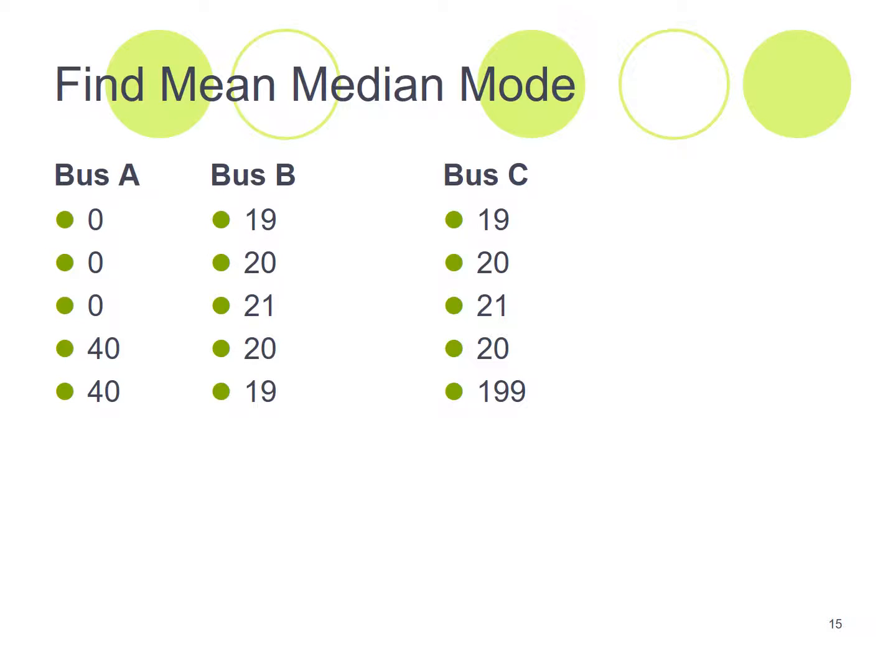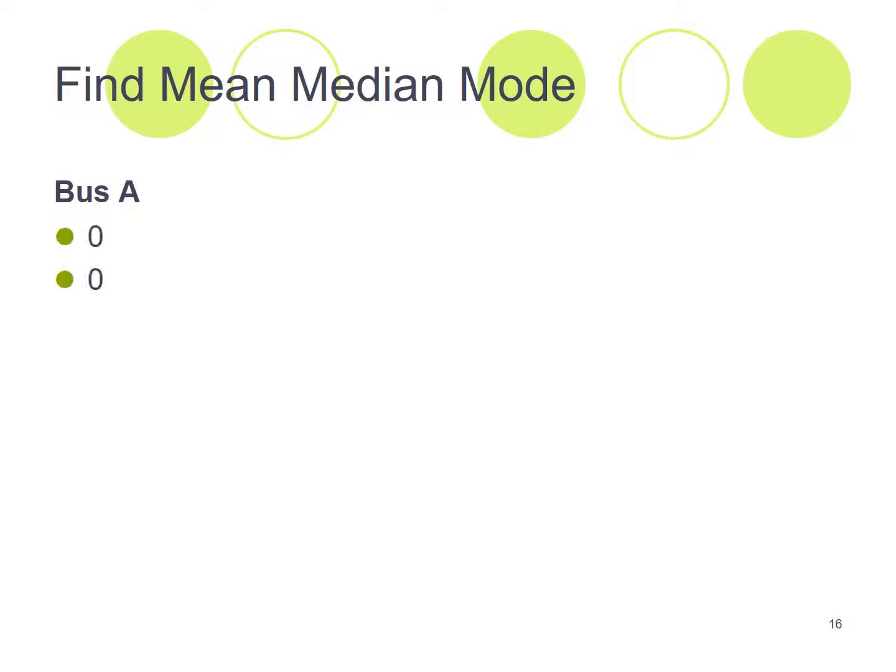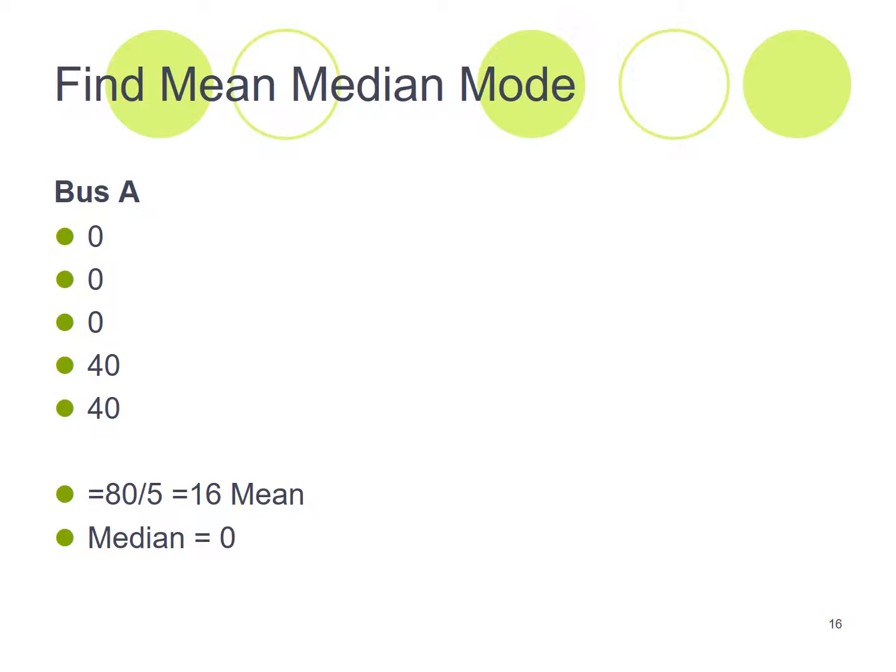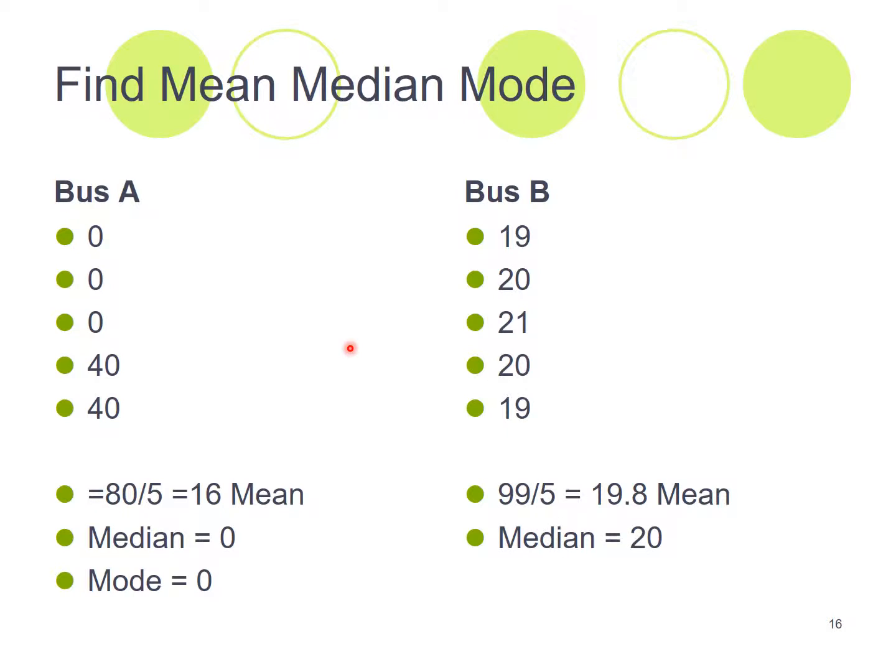Okay, and we can do the same for bus A and bus B. Here it is for the mean, the median. We've put them in order. The median is 0, the middle value is 0, and the mode is 0. For bus B, the mean, add them all up, is 95. Divide by 5 items, the mean is 19.8. The median, when you line them all up, is 20, and the mode, both 19 and 20 repeat.